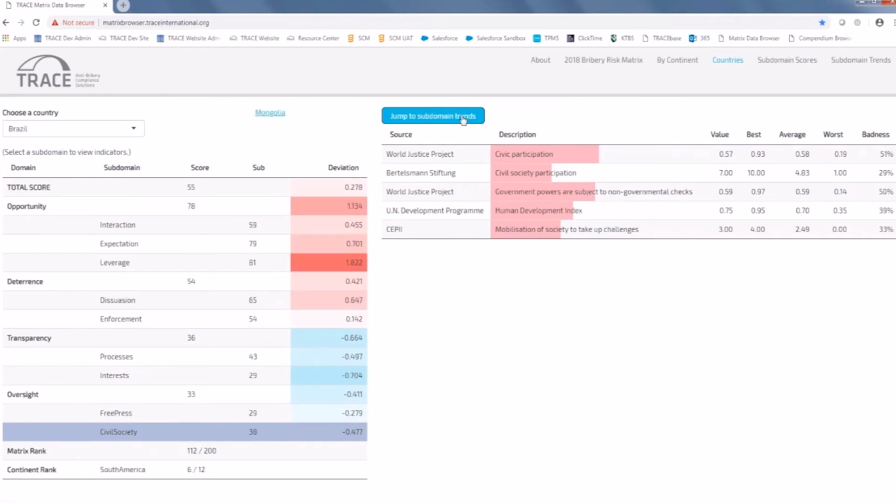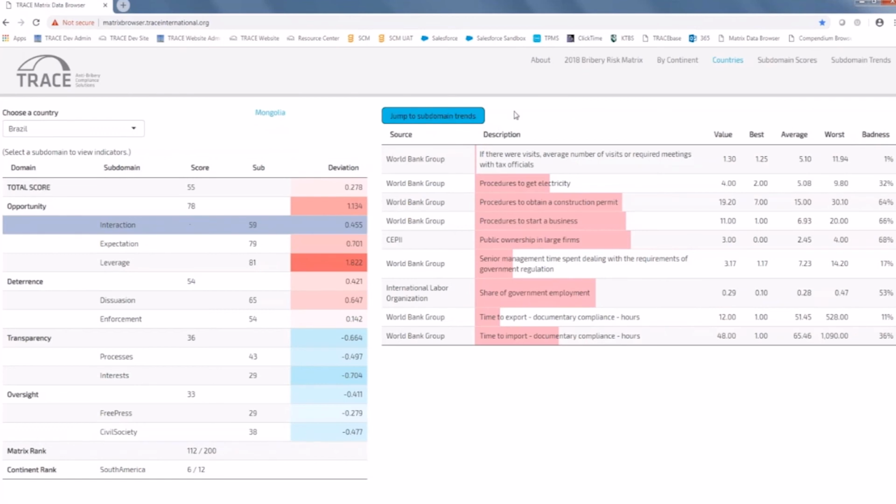Let's go back to Brazil here. Jump to subdomain trends. Now this, let me back up a bit. The matrix is designed to present information about our best understanding of the current bribery risks in a country. It is not intended to give a comparison over time.